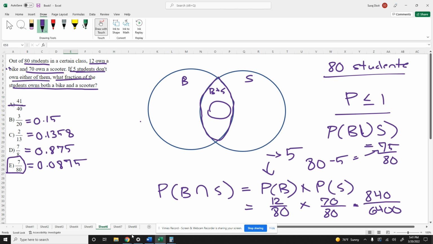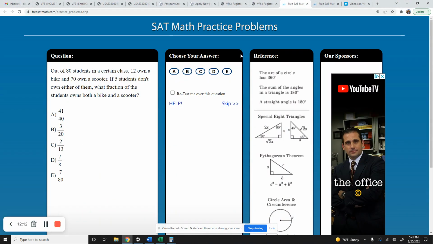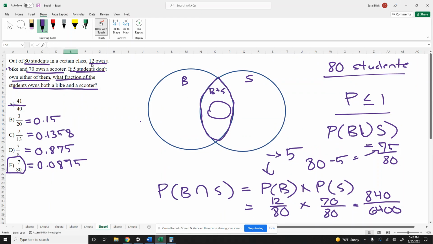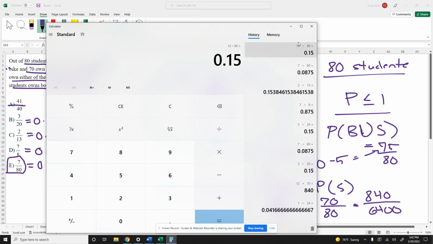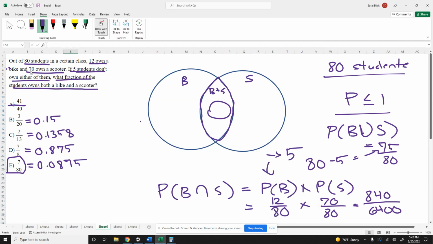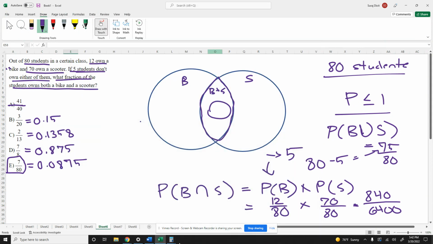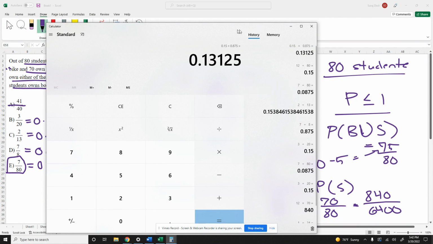Okay. Makes sense. Let's see if that makes sense with the answer. So I got E. Okay, jolly good. Everything is jolly good here, so we got the right answer. It makes sense conceptually, because only about 12 out of 80. What percentage is that? Only 15% own the bike. It's nothing. But then the vast majority do own, 70 out of 80. That's 87%. So if you cross 15% and 87% to do a rough calc, you do get 13%.